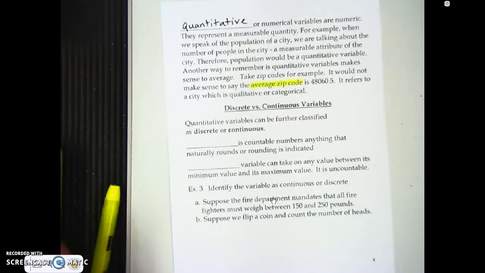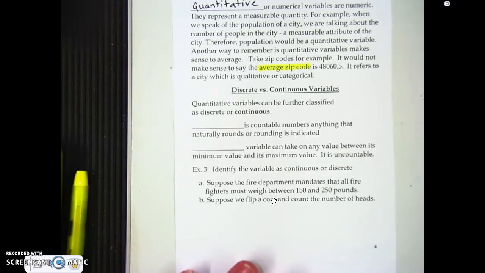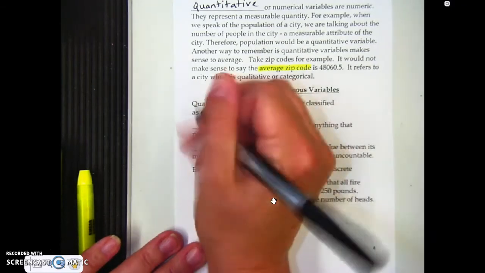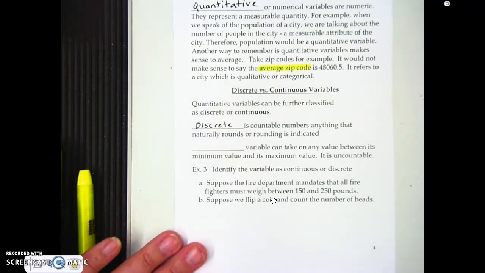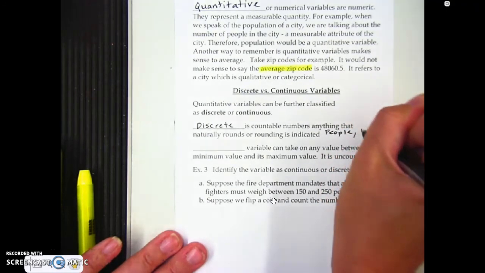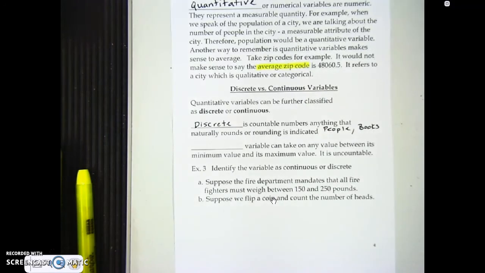Now, if something is qualitative, you can't really break it down anymore. But if something is quantitative, it can be broken down into two groups. Those two groups are discrete and continuous. Okay, discrete is pretty much countable. Okay, even though it might be a lot. It's anything that naturally rounds or rounding is indicated. Examples of this might be people. Okay, books. Because those things are whole numbers or they naturally round.